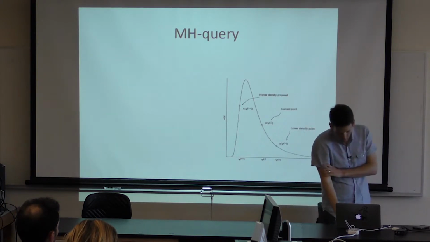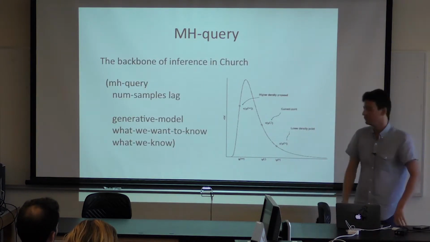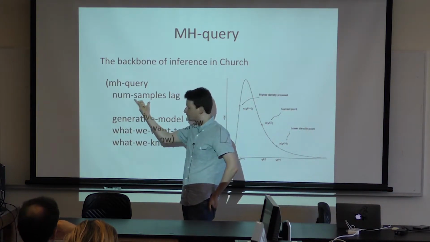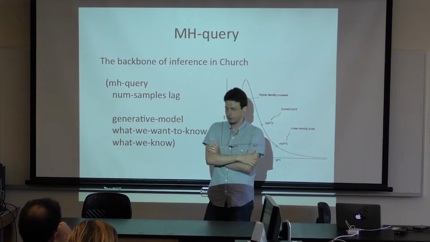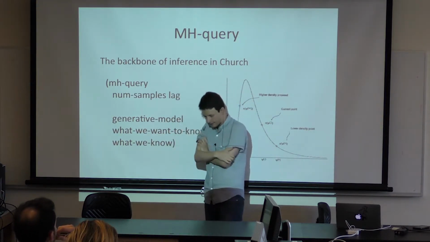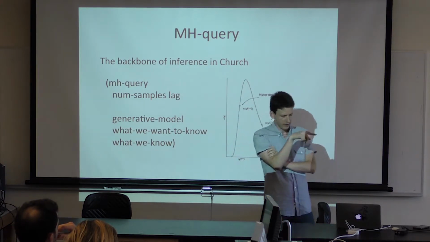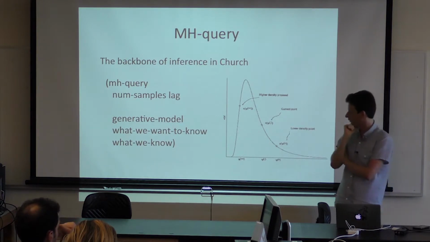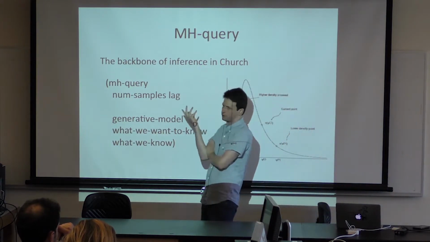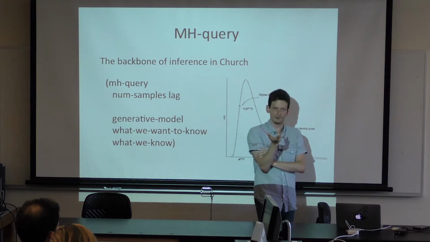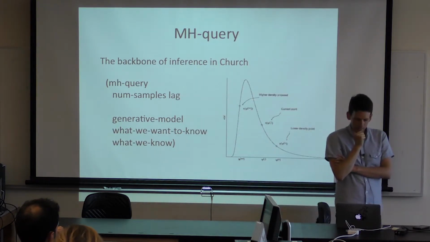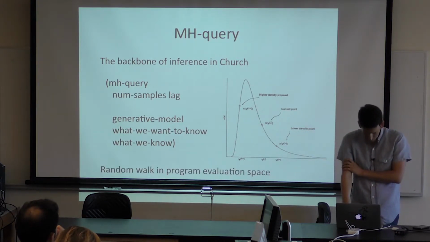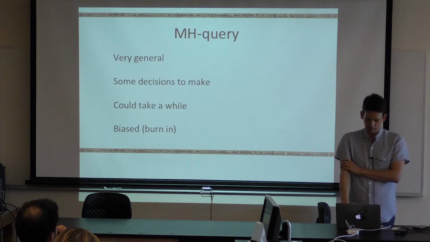So the way Metropolis Hastings works, and this is the backbone of inference in Church, is you would write down something like mhquery, then you would write down the number of samples that you want from your posterior distribution. You would write down the lag. The lag is just to say, forget every X steps. If you want to talk about this, we can talk about it later. It's not particularly interesting. These are just two numbers, and if you make them bigger, you will get more samples, you will get a better estimate of your posterior distribution. You write down some generative model, you write down what you want to know, and you write down what you actually know. And you do a random walk in the program evaluation space.